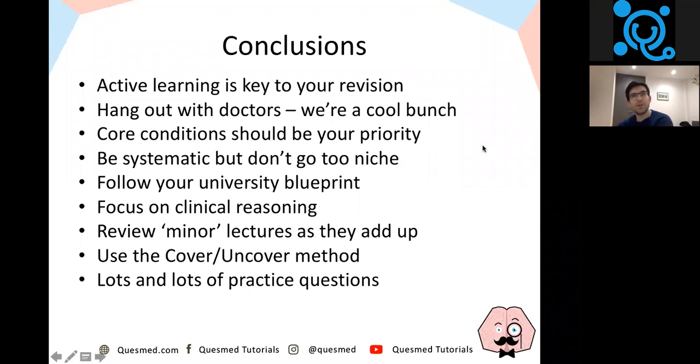We also focus on your core conditions. Don't be niche. Reasoning. Minor lectures are important. Use the cover on cover method and do lots of practice questions. So those are the things that I would say.